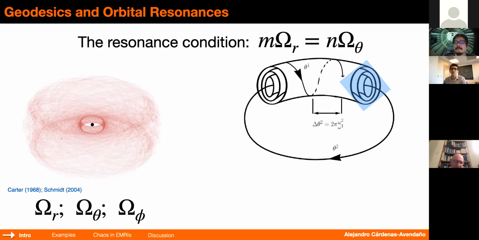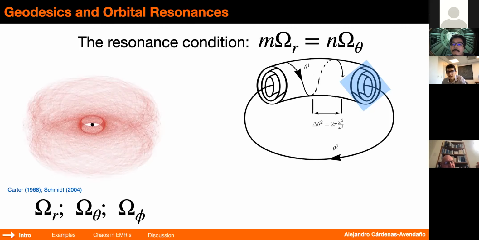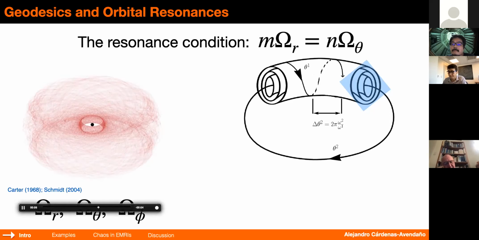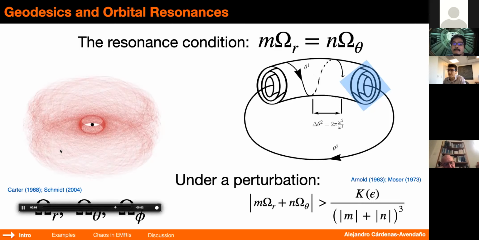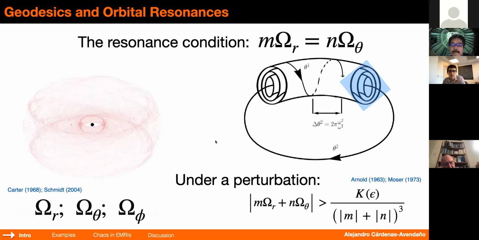The existence of these resonances is very important for both integrable and non-integrable systems. And in this talk, I will mainly just talk about the consequences of those resonances when the system is non-integrable. And that means that I will not talk necessarily about Kerr, because in Kerr, these effects that I'm going to show don't happen.